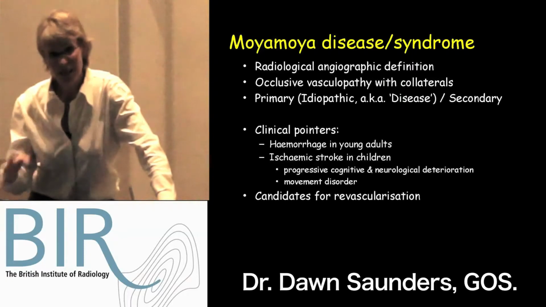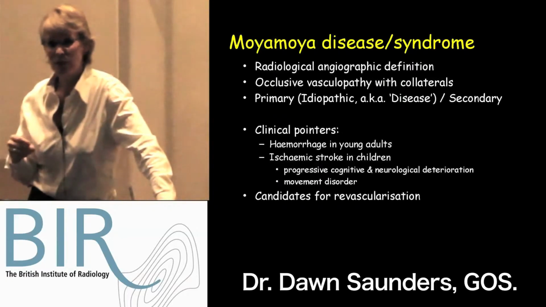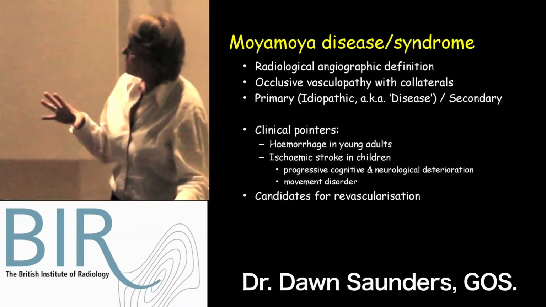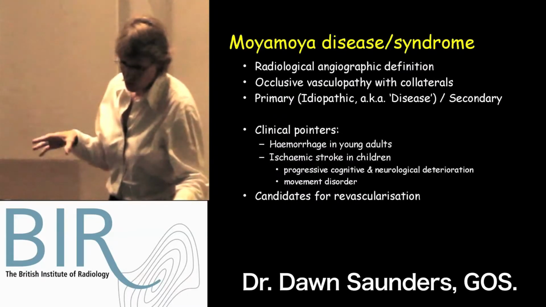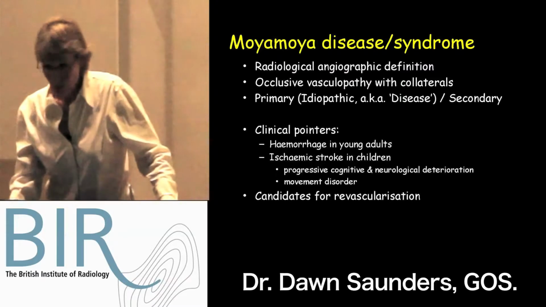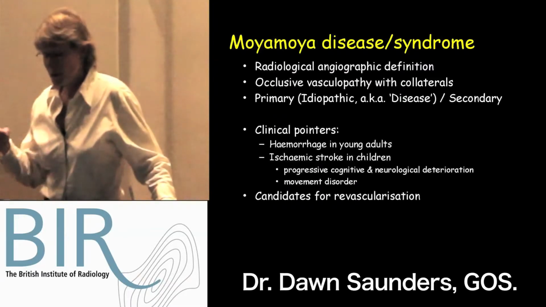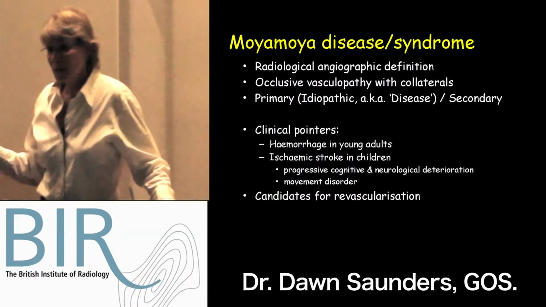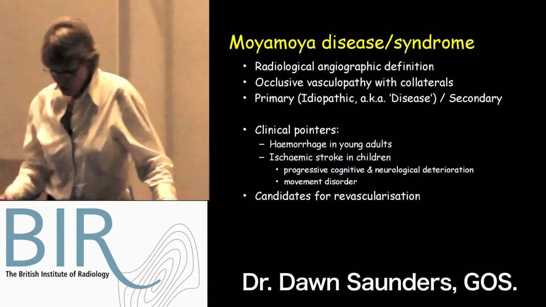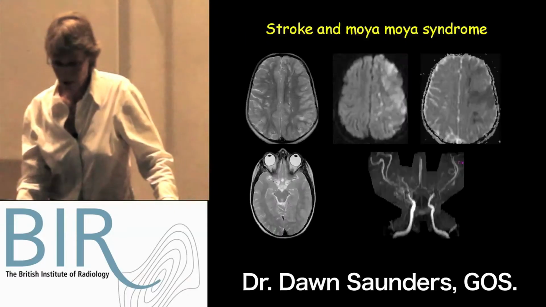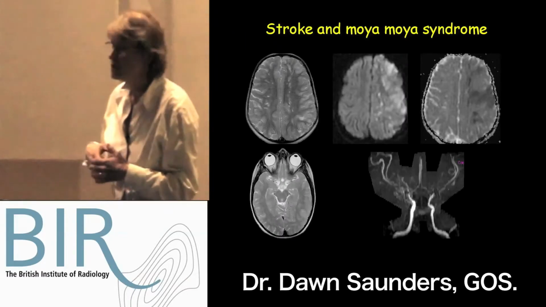And it's important to identify these children because they are candidates for revascularization. We're just about to publish a study of a cohort of children who are being revascularized at Great Ormond Street Hospital. And it seems that the perioperative risk of stroke is very small, and the children actually do very well with reduced risk of subsequent stroke after revascularization. So this is an example of a child.